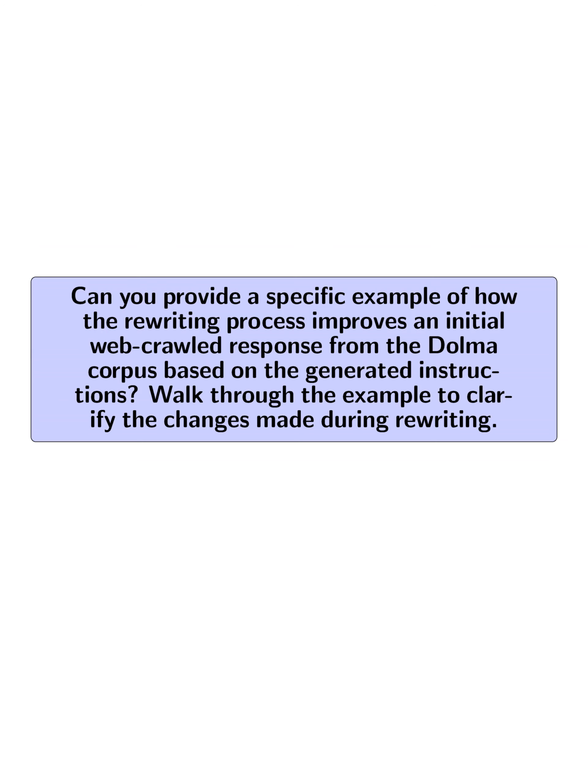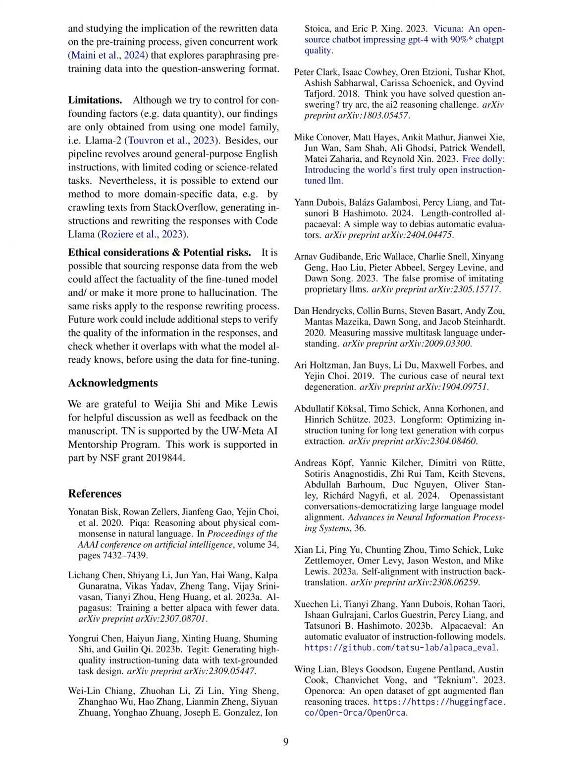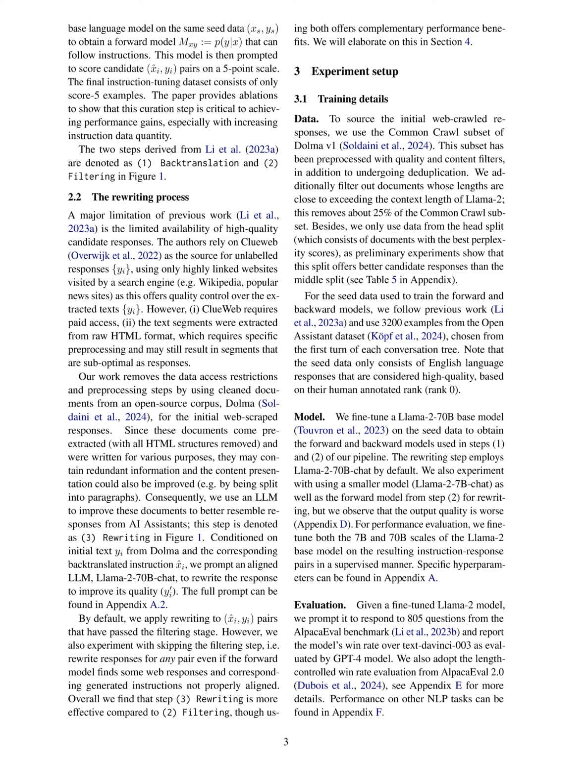Can you provide a specific example of how the rewriting process improves an initial web-crawled response from the Dolma corpus based on the generated instructions? Walk through the example to clarify the changes made during rewriting. In the rewriting process, an initial web-crawled response from the Dolma corpus is improved by conditioning it on a back-translated instruction. For instance, if the initial response is a raw text segment that lacks clarity or structure, the Llama 2-70B chat model is prompted to rewrite it based on the corresponding instruction.